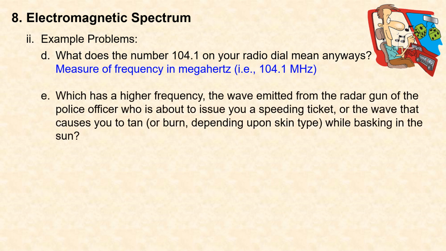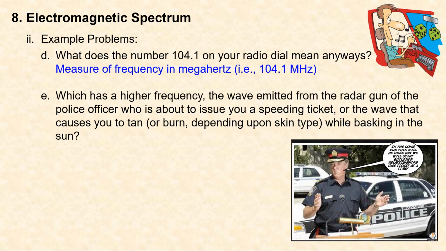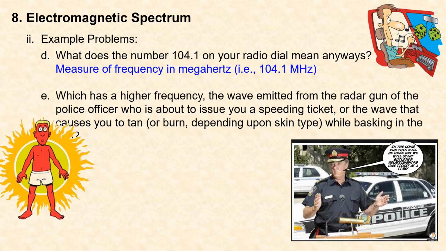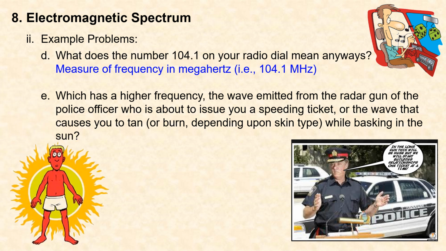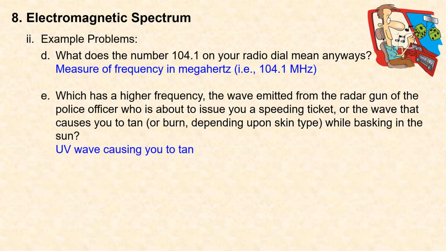This question says, which has a higher frequency, the wave emitted from the radar gun of the police officer who is about to issue you a speeding ticket, or the wave that causes you to tan or burn, depending upon your skin type, while basking in the sun? Once again, to answer this question, you have to have some familiarity with the chronology of the electromagnetic spectrum. It turns out that the ultraviolet wave causing you to tan is a much higher energy wave than the radar wave coming from a radar gun.